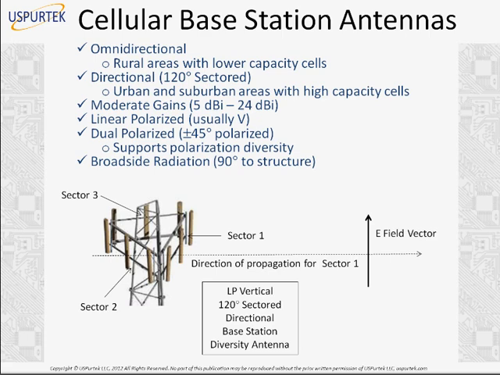If you see, the rods are vertical, which means the electric field, the E field vector, is in the vertical direction. It's rare that somebody deploys multiple polarizations, but you could have them dual polarized too. That means plus or minus 45 degree polarized to support polarization diversity and derive gains from that. But most commonly, the vertical polarization serves well in most situations. Then, of course, the radiation from these antennas is broadside. That means it's at 90 degrees, or perpendicular, to the structure, as you see in the picture. So this is a typical cellular base station antenna.